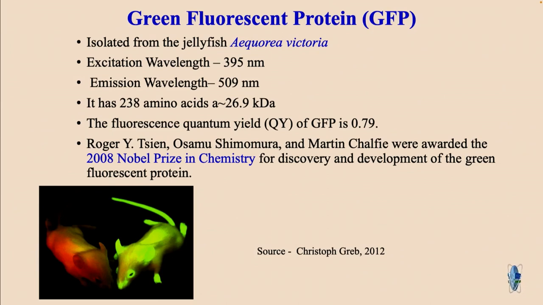It's a simple 238 amino acid protein, about 27 to 29 kD, and GFP's quantum yield is 0.79. That means a very high quantum yield compared to many other things, about 80%. Whatever photons it absorbs versus whatever photons it emits is about 80%. So that's why it is one of the preferred ones. These people discovered this and they got a Nobel Prize. This GFP is now widely used for many things. For the discovery and development of green fluorescent protein, they got the Nobel Prize in Chemistry in 2008.